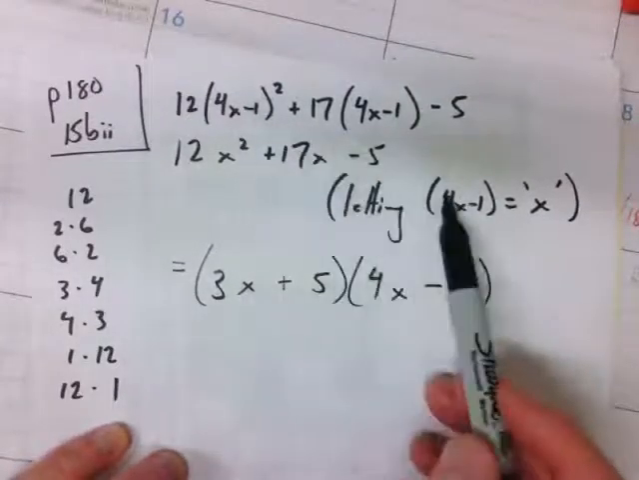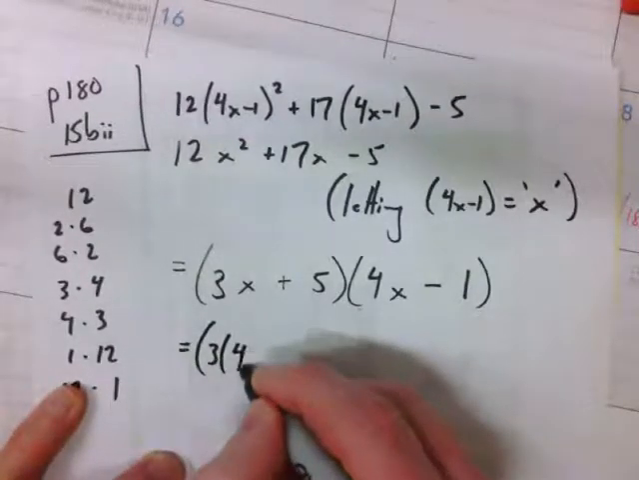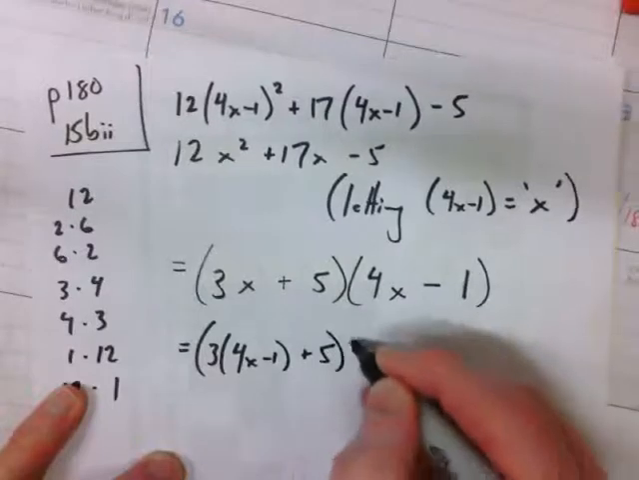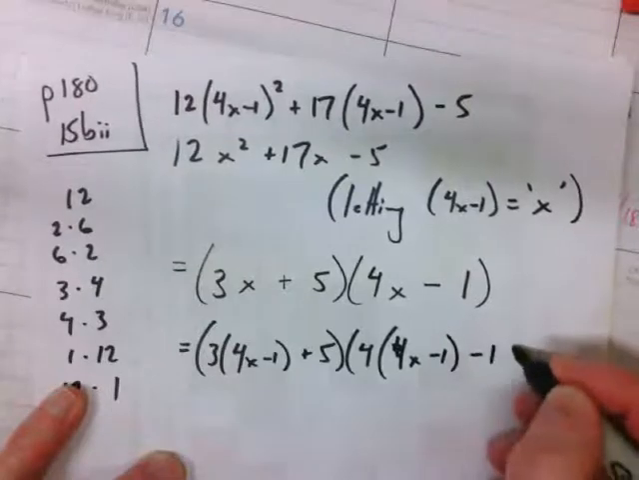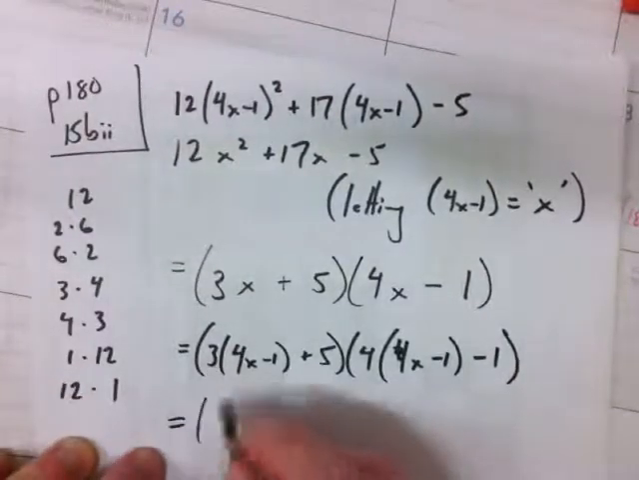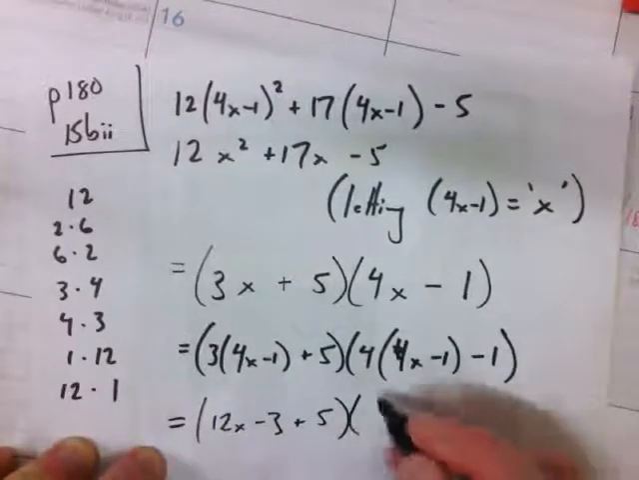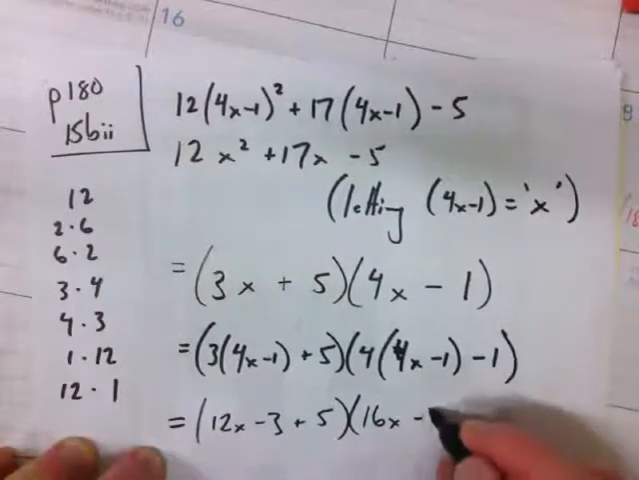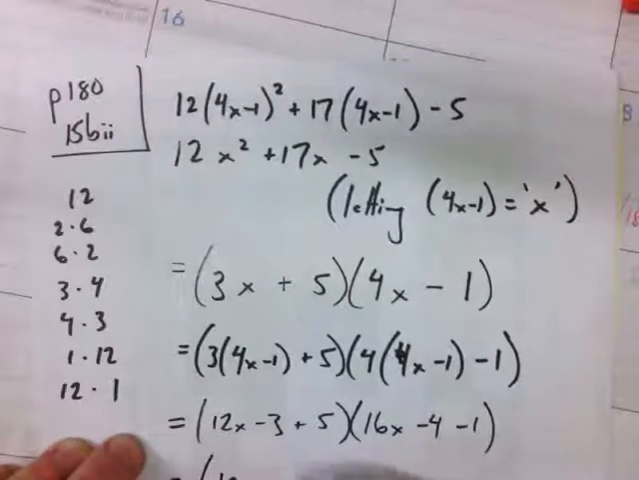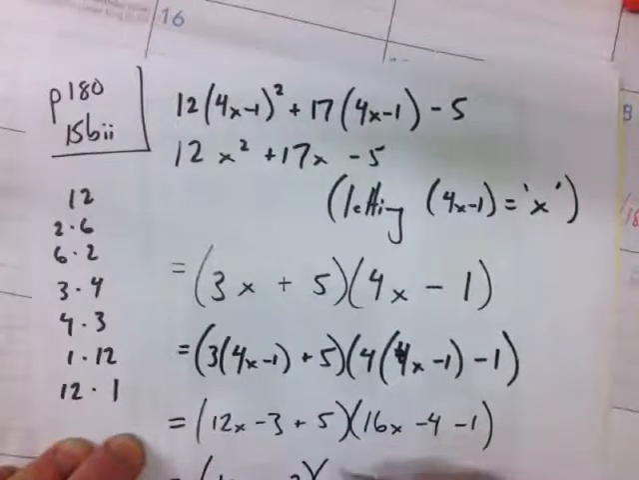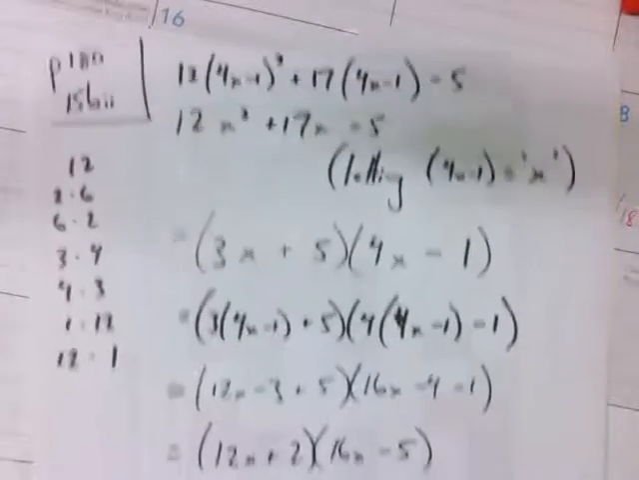We got it, except now we got to substitute this back in for the x's, which means 3 times (4x minus 1) plus 5, and then 4 times (4x minus 1) minus 1. Simplify. 3 times 4, 12x. 3 times negative 1, negative 3. 5 is just hanging around. 4 times 4x, 16x. Negative 4. And then the negative 1 is just hanging around. Simplify. 12x plus 2, 16x minus 5. And we're done. Whoopsie, couldn't see it. Now we're done.